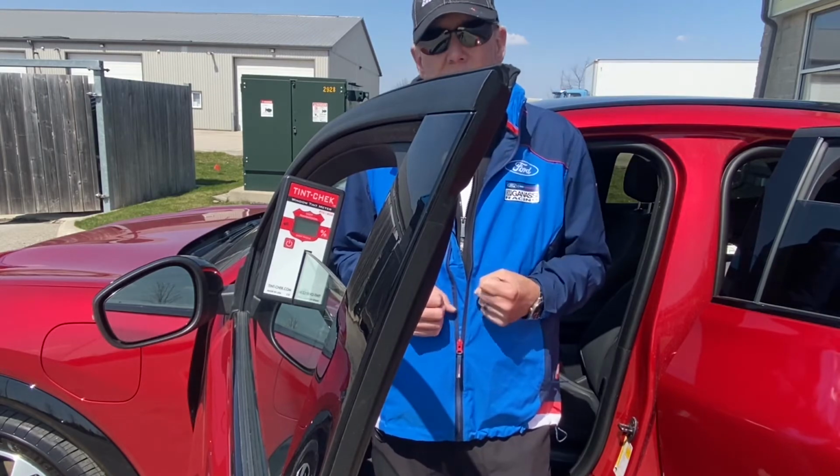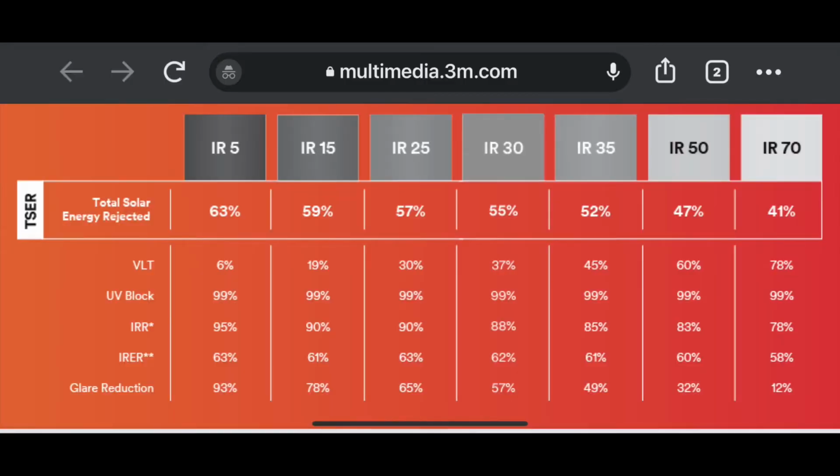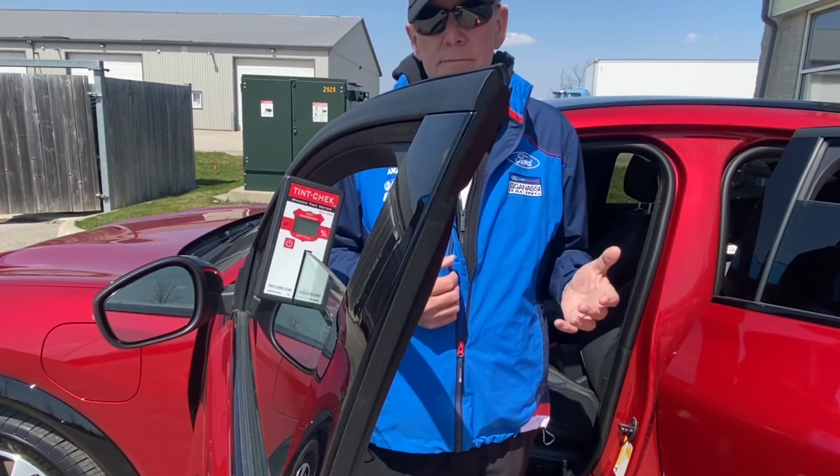The highest end film is called ceramic. Under the 3M name, it's sold as ceramic IR. A ceramic film has excellent characteristics for reducing UV, and it also has much better characteristics than even carbon film in reducing the amount of heat, the amount of total heat rejection. In fact, you can get about double. So you can go with a lighter shade of ceramic and get as much heat rejection as you do in carbon.